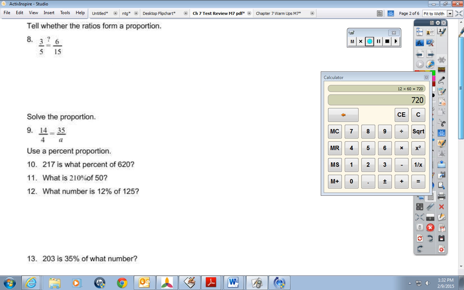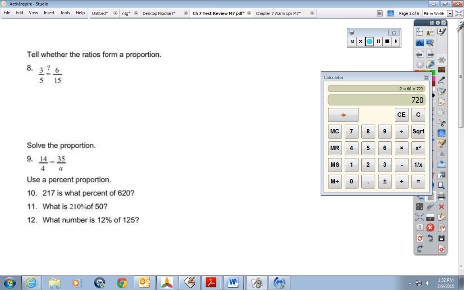And on this one, tell whether or not this is a proportion. This is where you look at the cross products. You ask, does 3 times 15 equal 6 times 5? What is 3 times 15? 45. What's 6 times 5? Do those equal each other? No. So, no. Or false, or however you think of that.